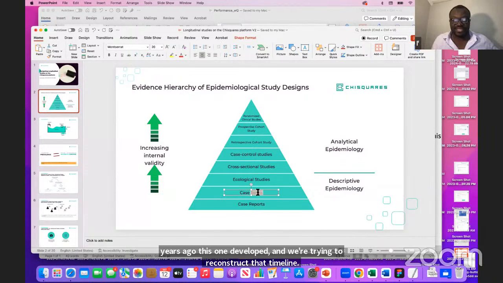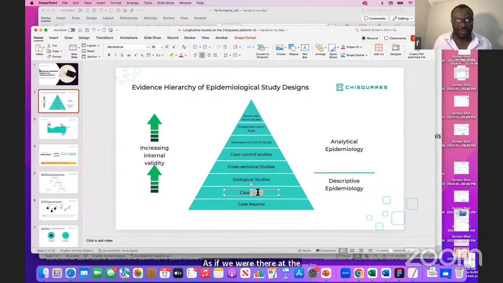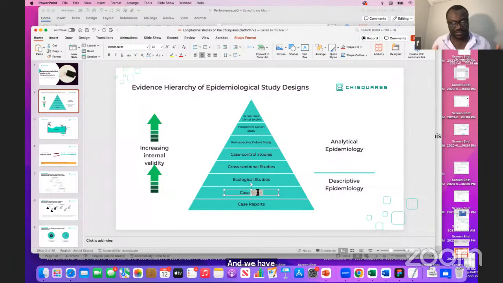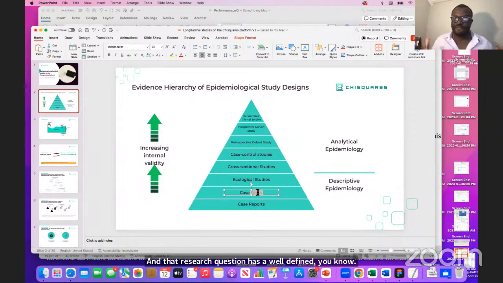Now, in this case, this is a retrospective cohort. It's a cohort because we have a well-defined hypothesis and we have clear exposure groups, exposed or non-exposed in terms of asbestos exposure. And that research question has a well-defined hypothesis. Now, if we chose that same research question, we can have a different approach to it.